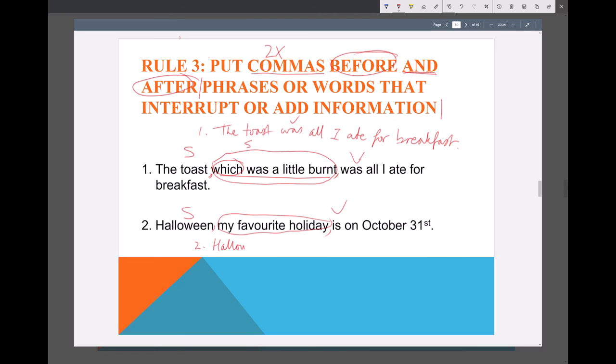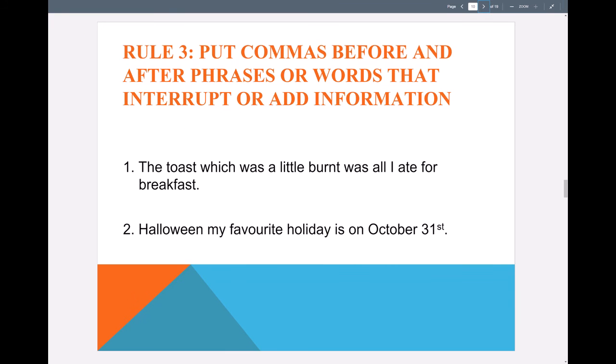Number 2, let's try it. Halloween is on October 31st. So, again, subject, verb, and then the rest of the sentence. Yep. And so, even if we take out the phrase that interrupts the sentence and the commas, it works. But if you want to add that detail in the sentence, then you need to put in a comma. And it's usually a subject before this, and a verb, and then whatever the rest of the sentence is, and a period. Okay. Let's look at the next rule.